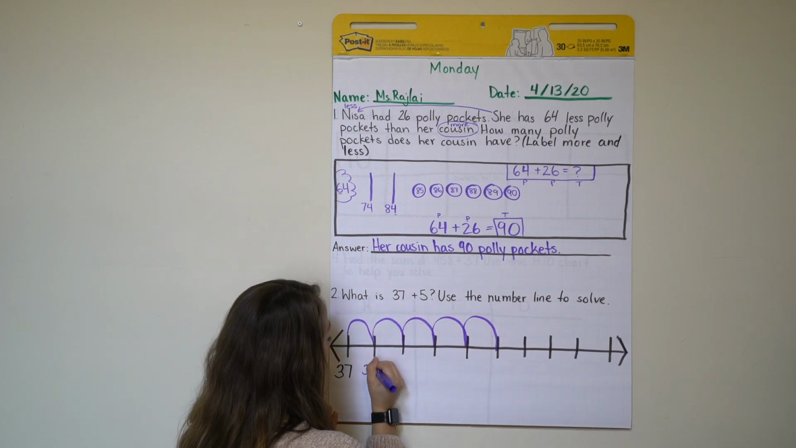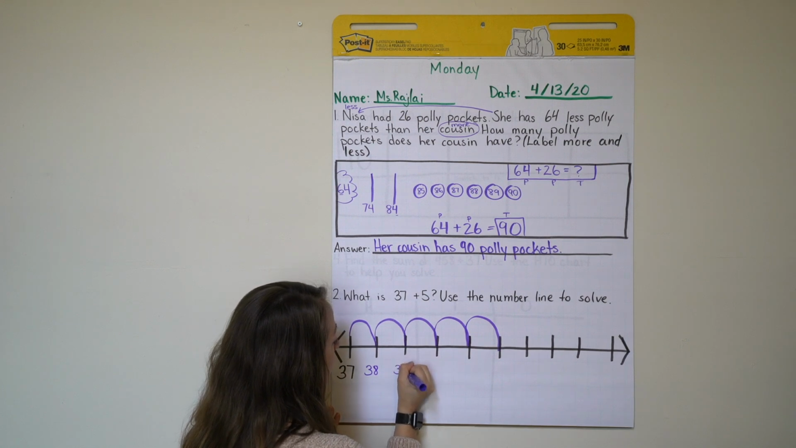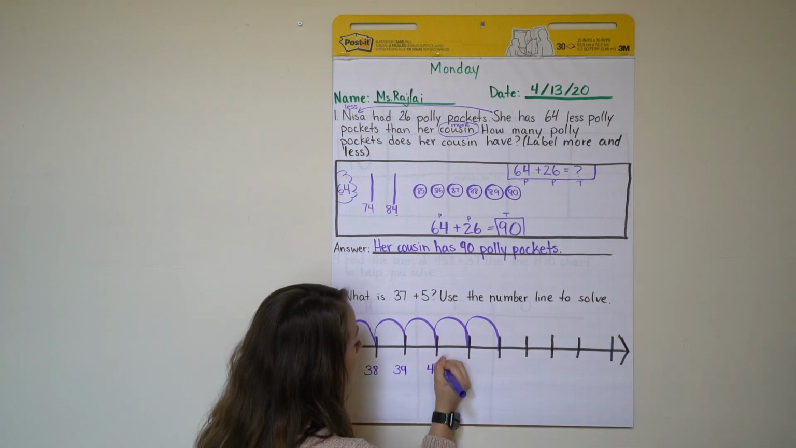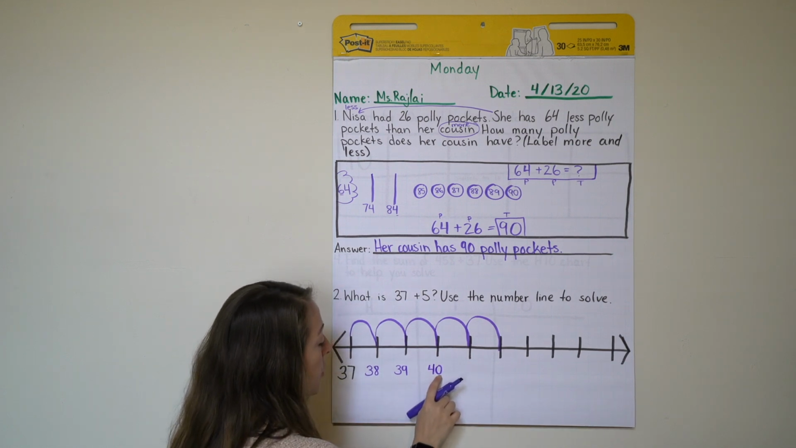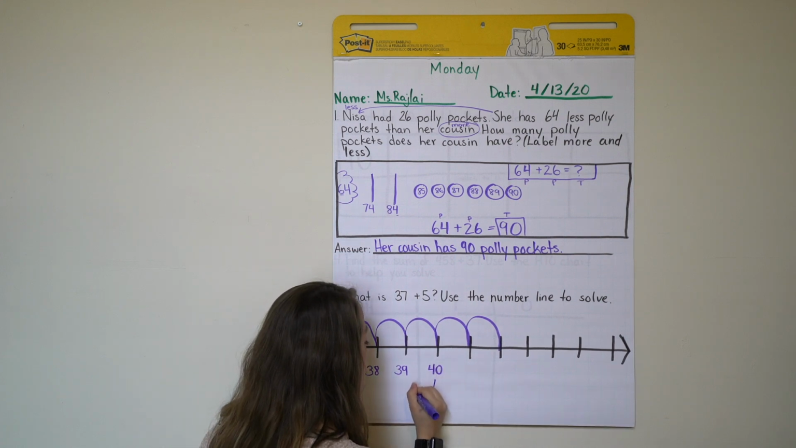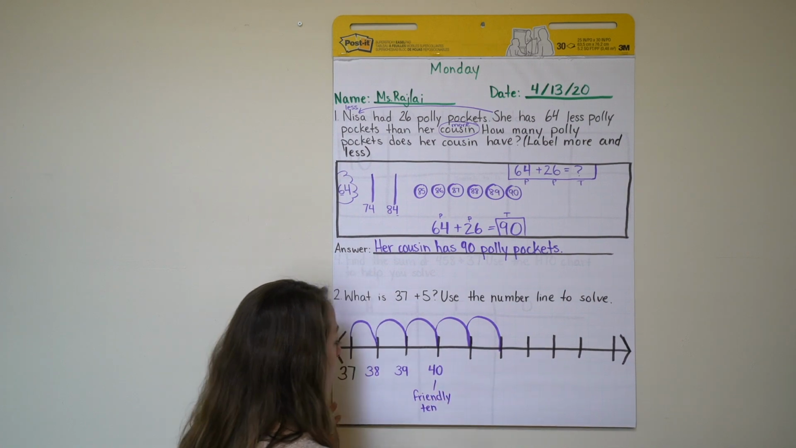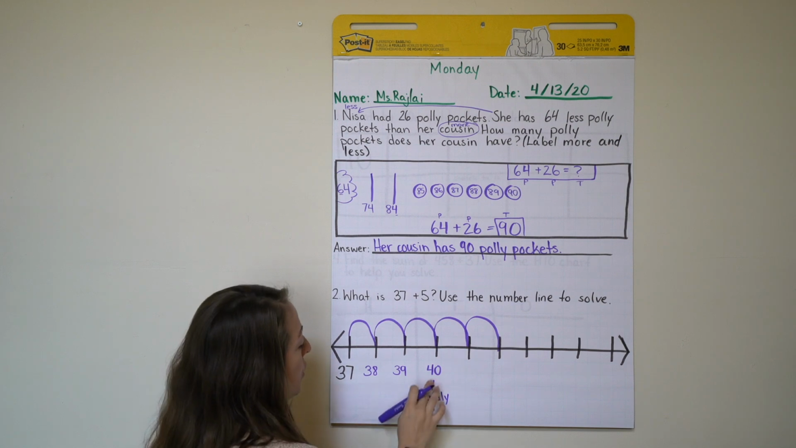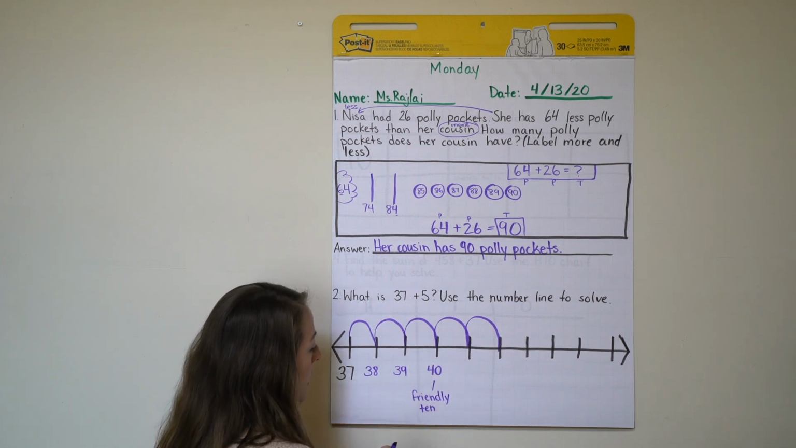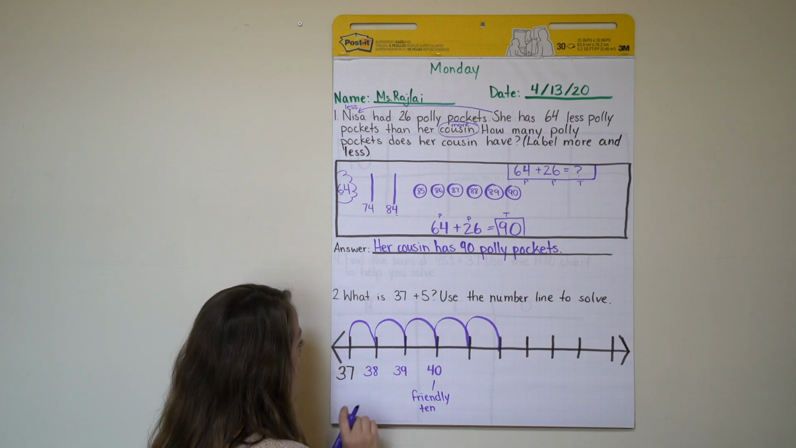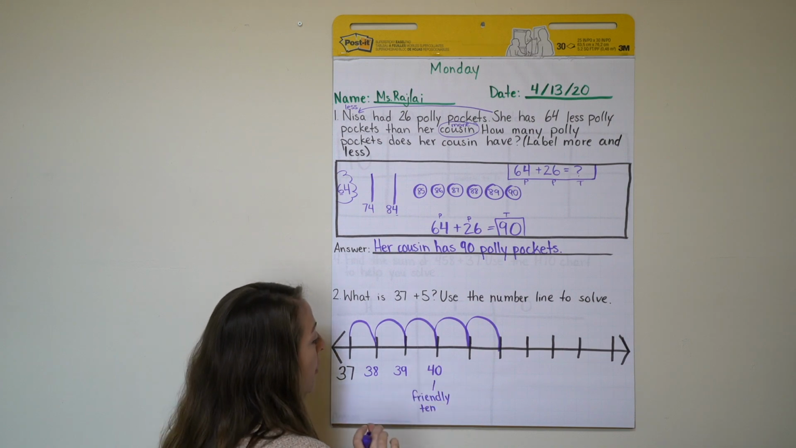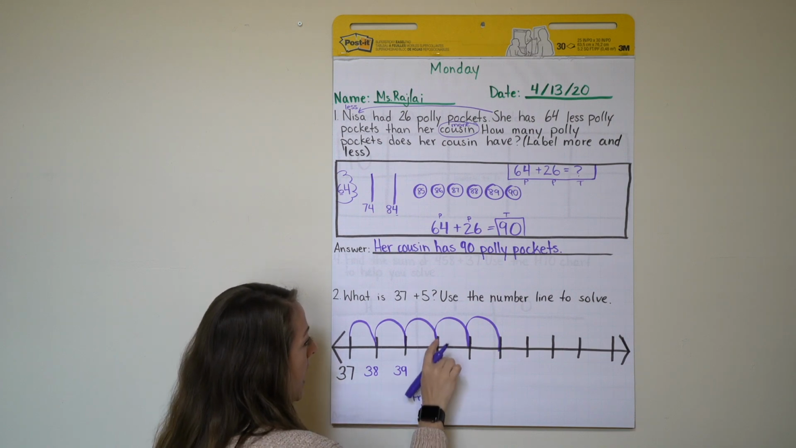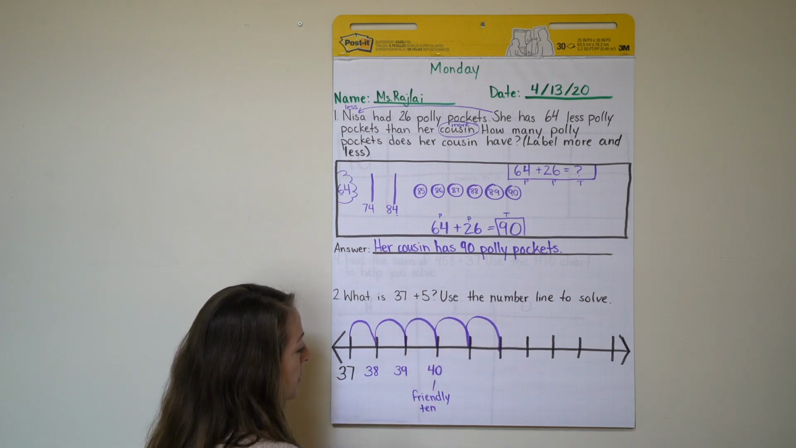Okay. 37, 38, 39, 40. Something that I like to call a number that has a 0 in the ones place, I like to call this a friendly 10. So you can label that on your paper right now because that's something we're going to start learning about soon. So when you have a 0 in the ones place, that is called a friendly 10. And it took 1, 2, 3 hops from 37 to get to a friendly 10. Very cool. And then I added 2 more hops because I need 5 hops in total.